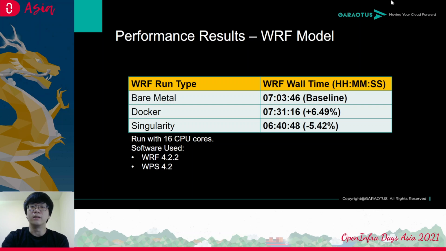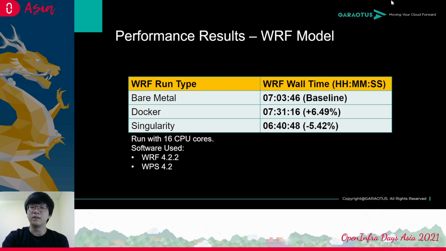First, we look at the performance results. This table shows the time needed for the WRF model to complete the simulation case. All model configuration and input data are the same for each run type. The unit is measured in wall time, hours, minutes, and seconds. Lower means better. For bare metal, it takes 7 hours and 3 minutes to complete. For Docker, it takes 7 hours 31 minutes to complete.